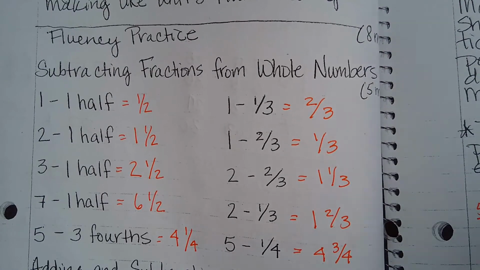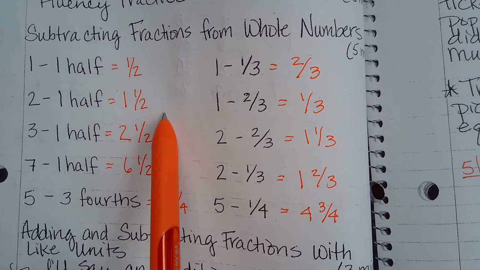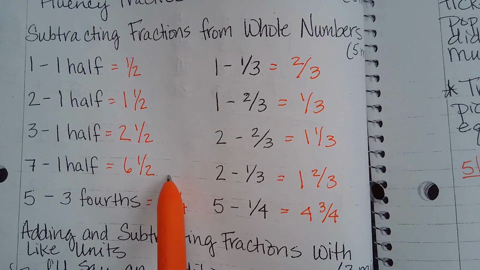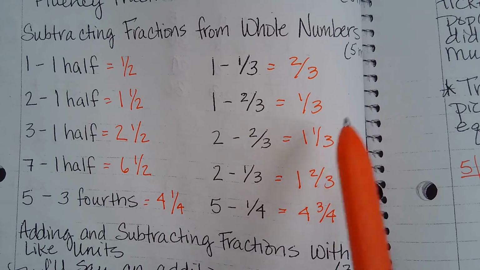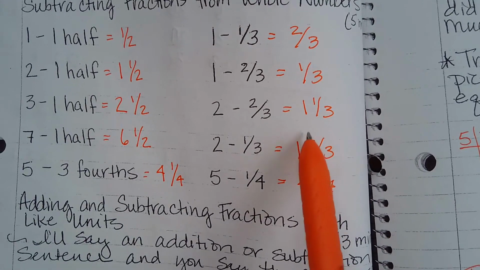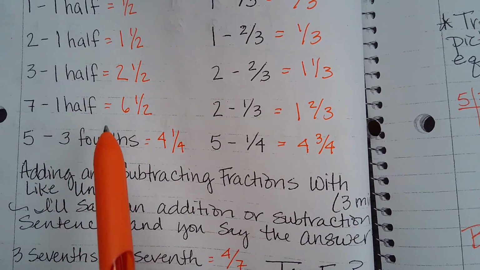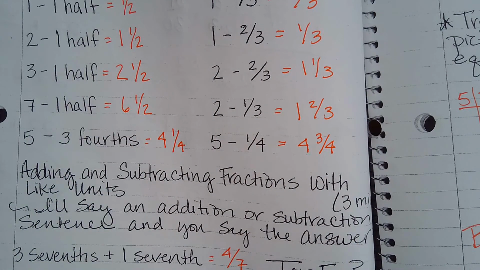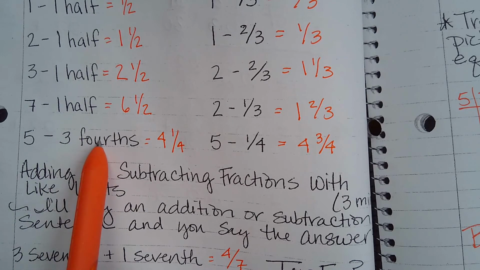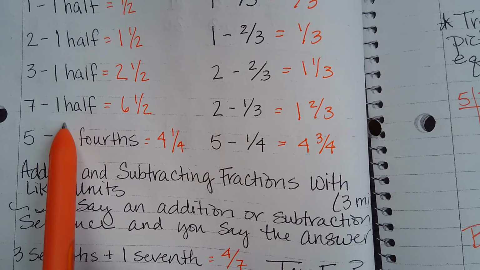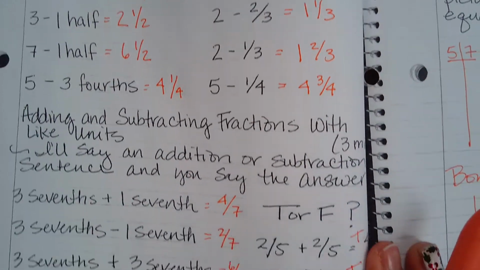Okay, so let's debrief. Subtracting fractions from a whole number: 1/2, 1 1/2, 2 1/2, 6 1/2, 4 1/4, 2/3, 1/3, 1 1/3, 1 2/3, 4 3/4. So what was your strategy for your subtraction? For me, I figure this is 3/4, so what is missing from here is 1/4. That's what I know is going to be a part of the fraction.